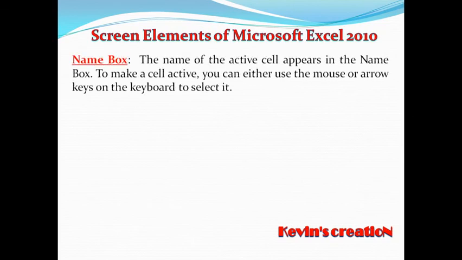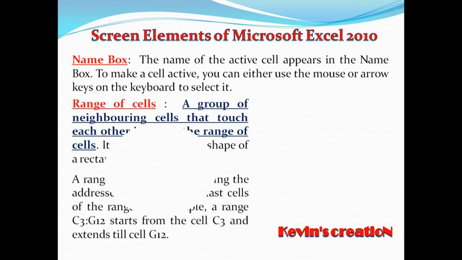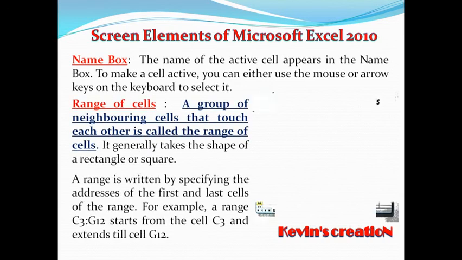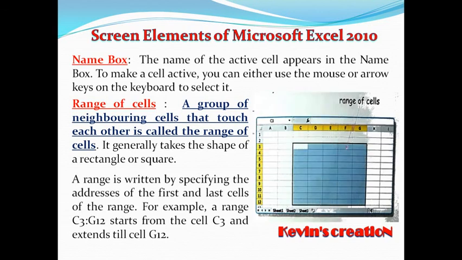Now comes the name box. The name of the active cell appears in the name box. In the first slide only I showed you the name box. To make a cell active, you can either use the mouse or the arrow keys on the keyboard to select it. Okay, so to go to any cell, you can either use the arrow keys, up arrow, down arrow, left and right arrow, or else you can simply use the mouse.